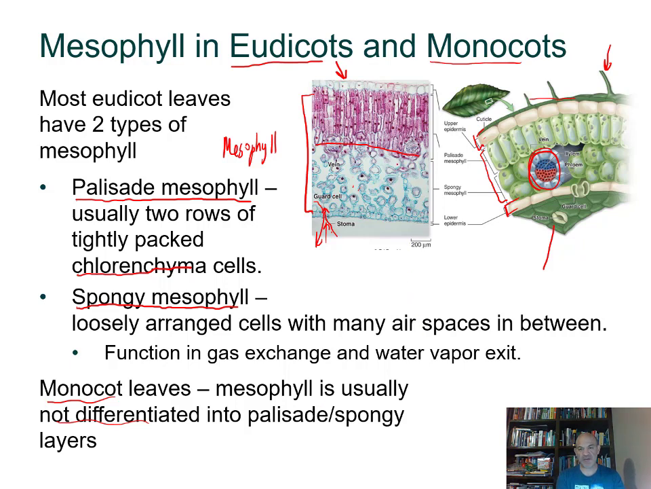By the way, in here you can recognize sections through veins, which have bundles of vascular tissue. And then there's a layer of cells around there called bundle sheath cells. So there's your bundle sheath. The entire structure would be the vein, and then you have your xylem and your phloem.